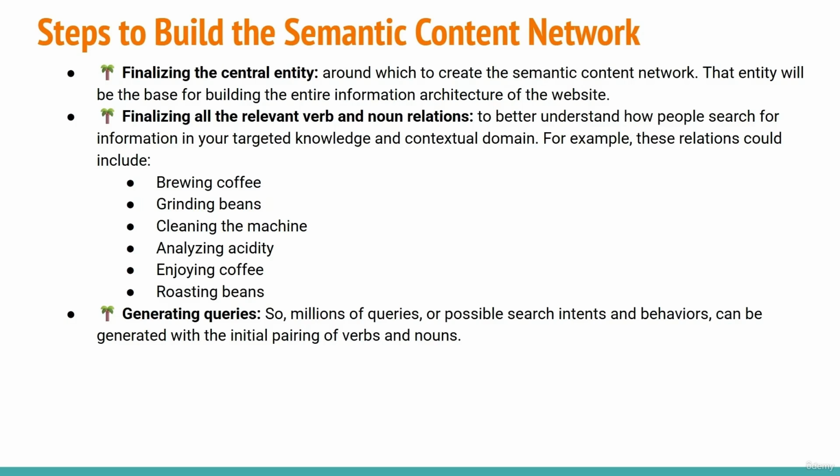Next, finalize all the relevant verbs and noun relations. This is crucial so that search engines can better understand how people search for information in your target knowledge, context, or domain. For example, these relations might include brewing coffee, grinding beans, cleaning the machine, analyzing acidity, enjoying coffee, roasting beans, and generating queries. Millions of queries or possible search intents and behaviors can be generated with the initial pairing of the verbs and nouns.